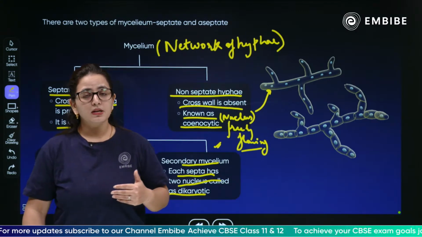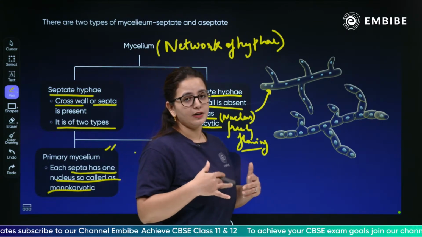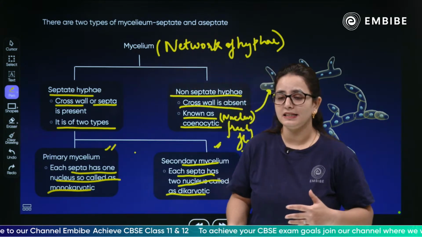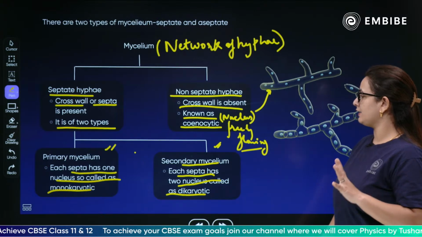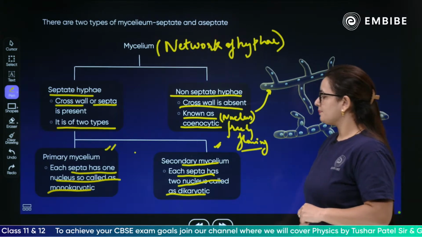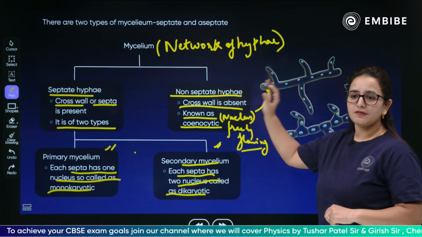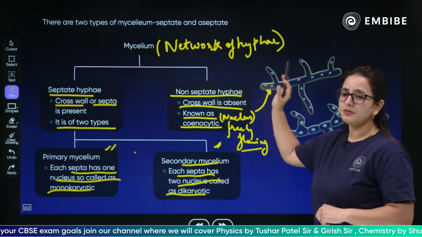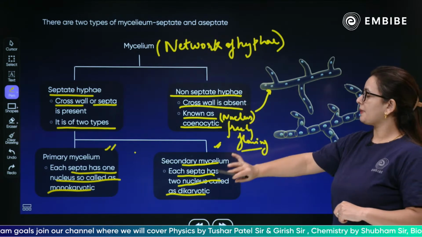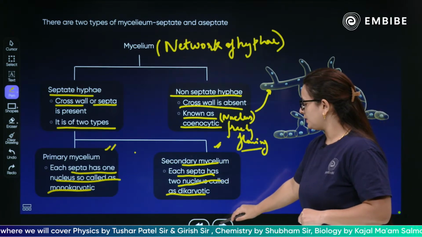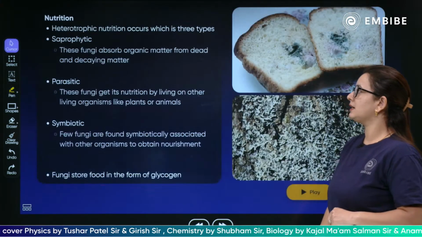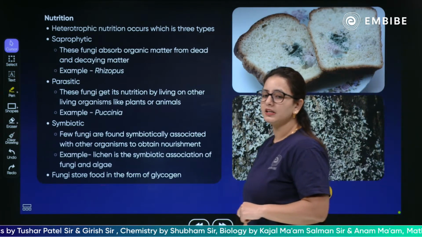At the same time, how reproduction and nutrition take place in the fungi, we are going to discuss in an individual session. Okay, moving forward, this is a clear classification of the mycelium: septate, non-septate, primary mycelium, secondary mycelium. Moving forward children, having talked about the whole mycelium, we are going to talk about the nutrition.